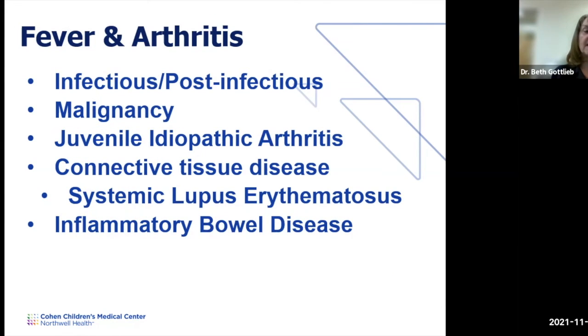Fever and arthritis, it could be infectious or post-infectious. I mentioned malignancies could present this way. Systemic onset JIA. We talked about connective tissue disease like lupus, or inflammatory bowel disease could have fever with arthritis. So this is the differential to keep in mind.